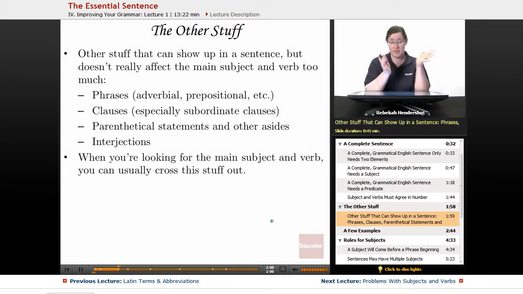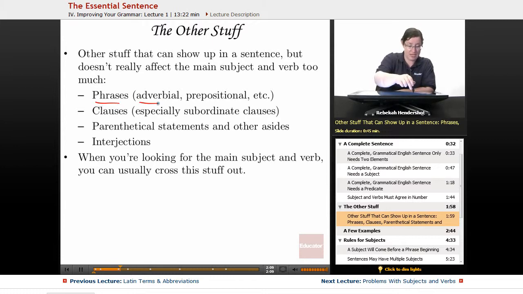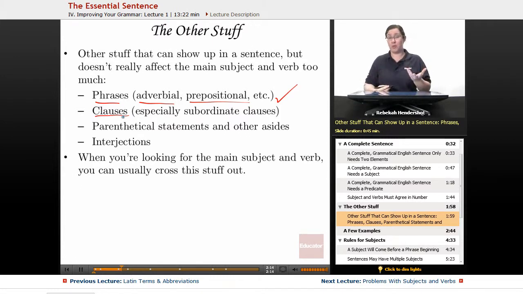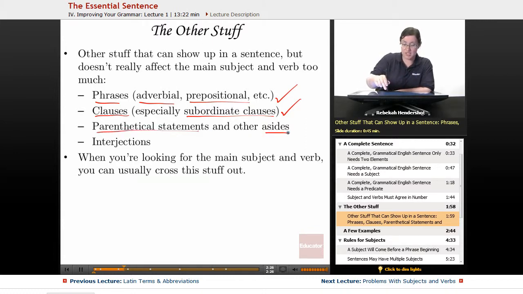Other stuff that shows up in English sentences. Other stuff that can show up in a sentence but doesn't really affect the main subject and verb too much includes phrases. That includes adverbial phrases, prepositional phrases, and so on. Clauses, which are a phrase is a group of words. A clause is a group of words that contains its own subject and verb, and we have entire lessons on those. Subordinate clauses tend to pop up in this sort of thing. Parenthetical statements and other asides. And interjections like ouch and hey. So all this stuff can show up in a sentence, but they're not really part of the essential nature of the sentence. So when you're looking for the main subject and verb, you can usually cross this stuff out.